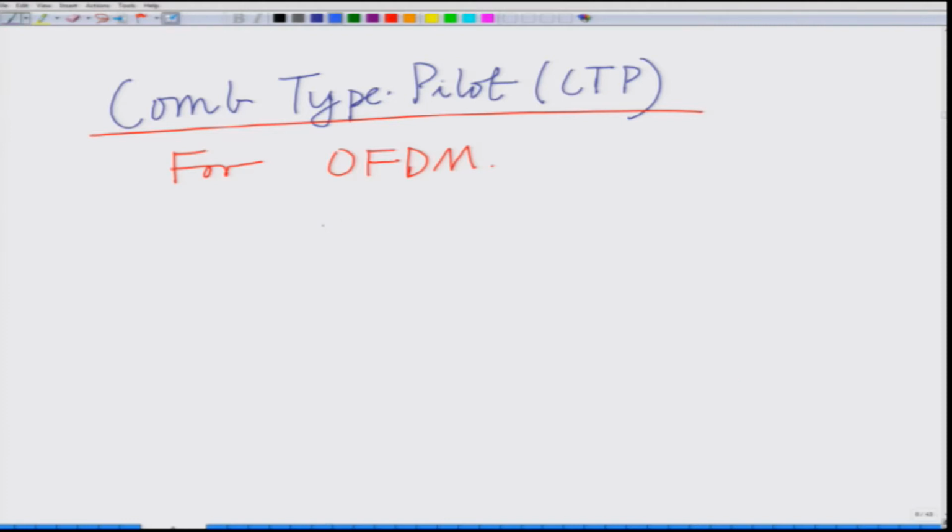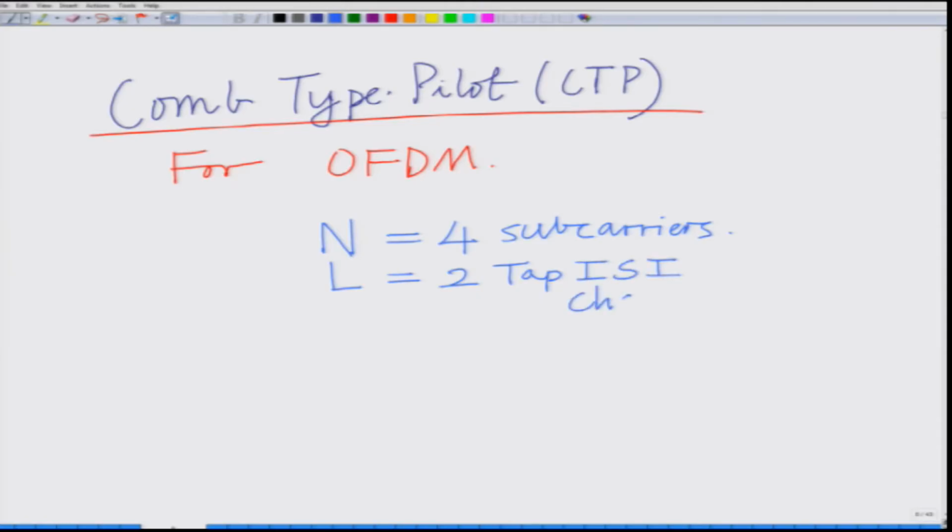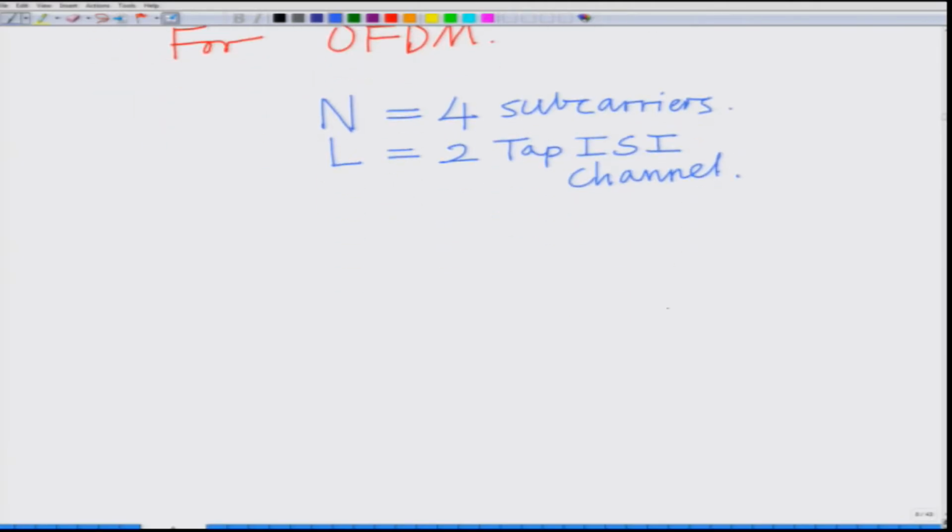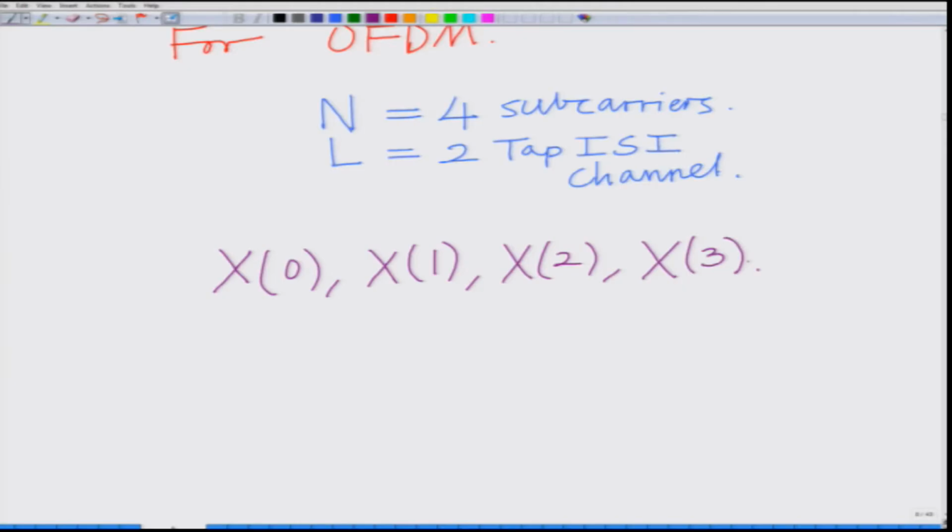And we said again, just to refresh your memory, we are going to consider a system with N equal to 4 subcarriers and an L equal to 2 tap ISI channel. And what we did in the previous module was we looked at the 4 symbols loaded onto the N equal to 4 subcarriers, that is x0, x1, x2, x3, okay.